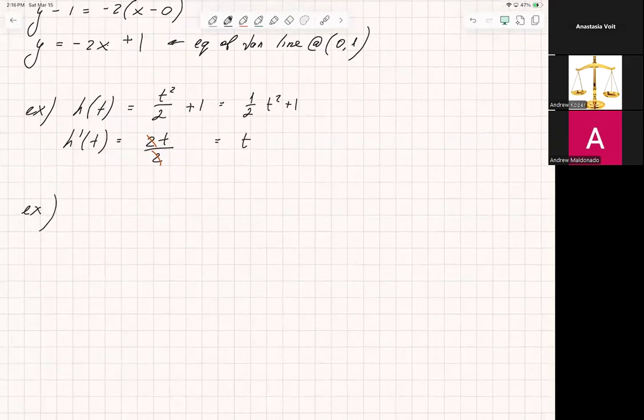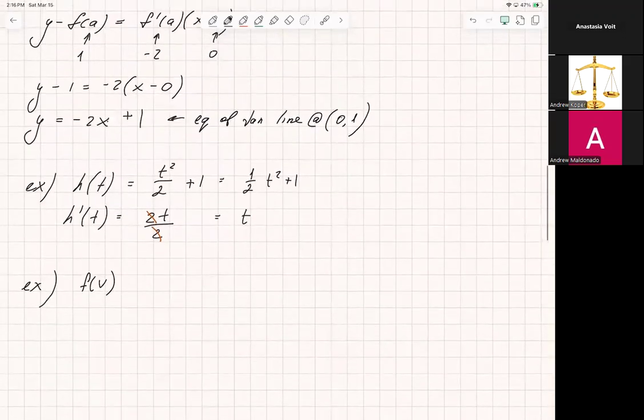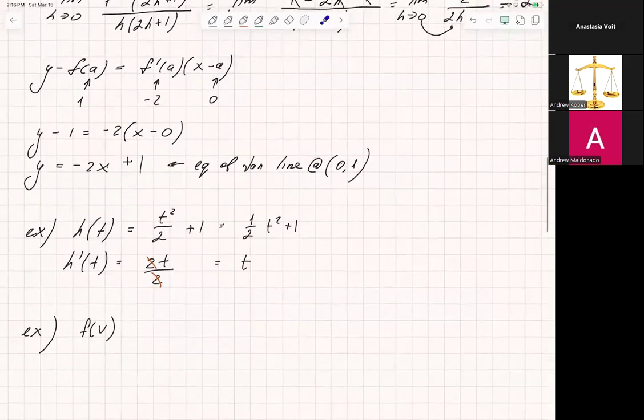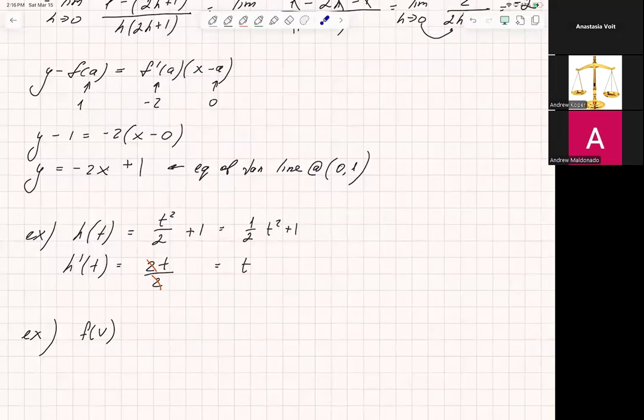Next example, and if you have any questions, feel free to stop me at any time. Okay, so next example is f. Excuse me, Professor. Yes. So what would the question be like, what would they ask you to find? They would just say find the derivative of this equation.